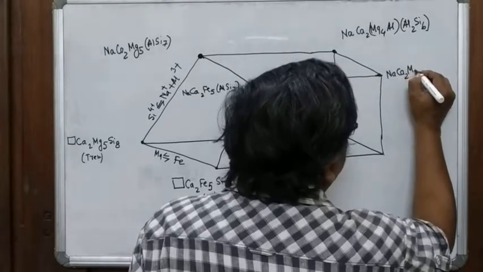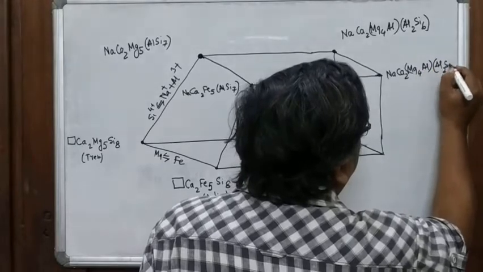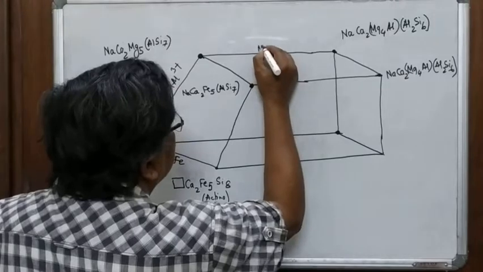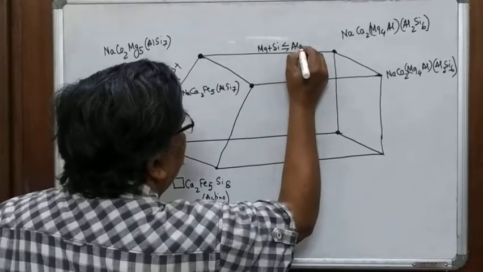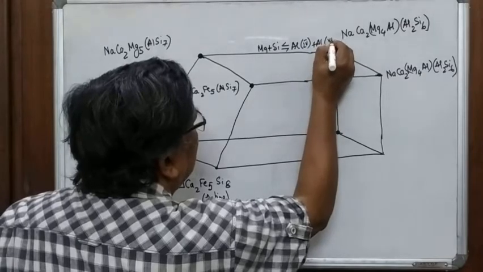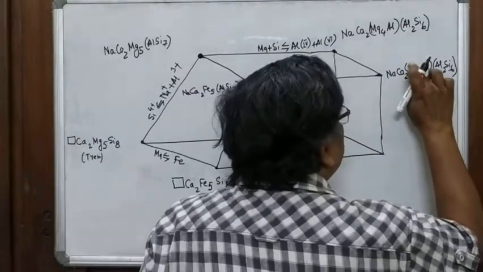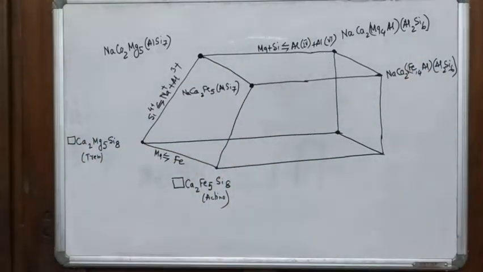NaCa2 Mg4 Al Al2 Si6. That's ferropargasite. And what is the replacement here? The replacement is magnesium plus silicon replaces aluminium tetrahedral plus aluminium octahedral. This is the replacement. So this will be a Fe, Fe4. And now we are left with the Sherbakite.